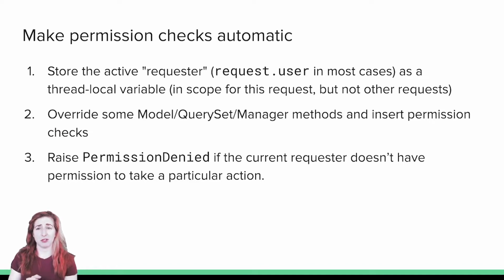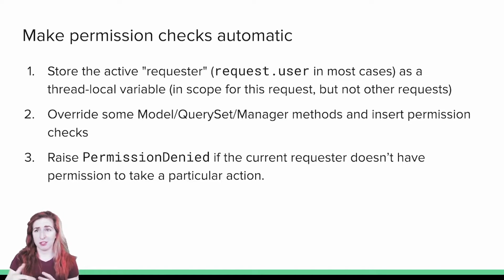I say request.user in most cases because for bit.io, we also support logged out users. The idea was we wanted to allow people to try out the functionality of the website without having to sign up for an account. So we have a different kind of requester that does not map to request.user, because in those cases, request.user is just anonymous, but we wanted to have a unique user model object, which we keyed off of the session key. If you have more questions about that, talk to me after.